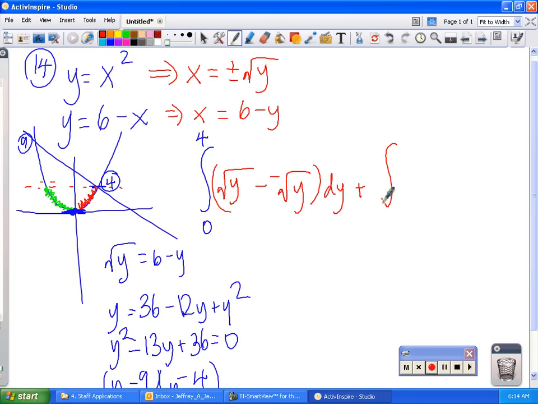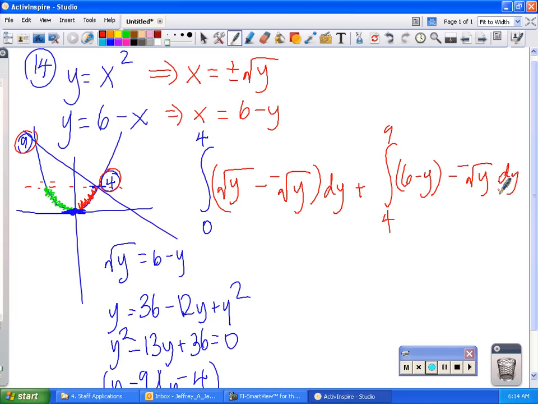Plus, I'm going to collect the area now starting at 4, going to 9, and in that particular region, the line is on the right-hand side. So in terms of y, right-hand side 6 minus y, minus the left-hand side, which in this case is the left side of the parabola. So I have minus square root of y, dy.